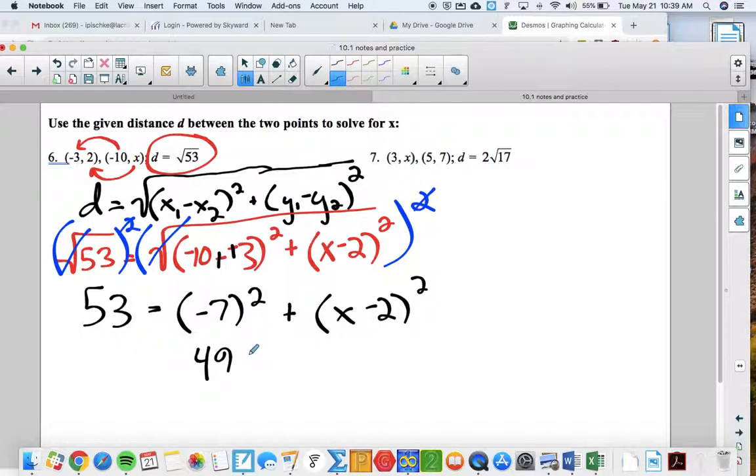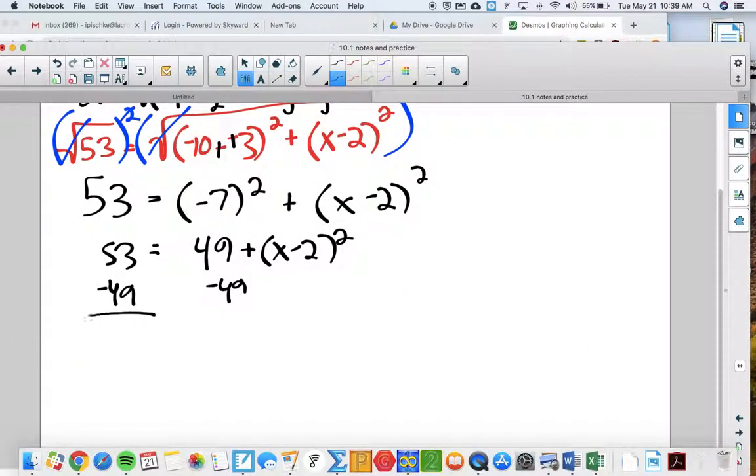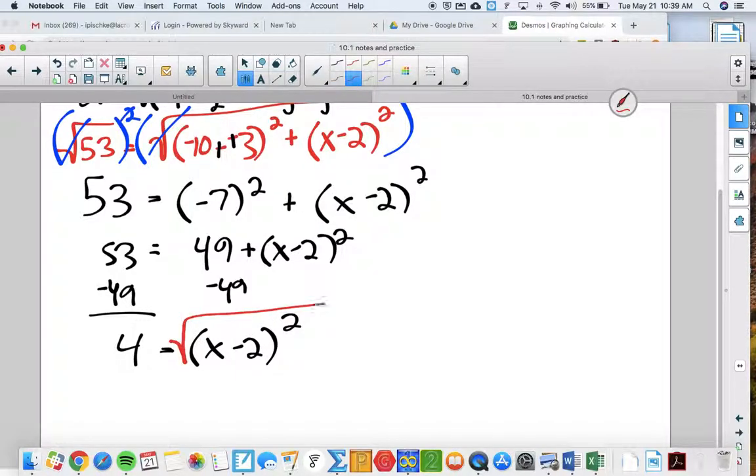So I'm going to subtract off the 49. Minus 49, minus 49. Needs more space. So we get 4 equals x minus 2 squared. Now we want to undo squaring, so we square root and square root. So we get plus or minus 2 over here, right? Because negative 2 times negative 2 is also 4. Equals x minus 2.